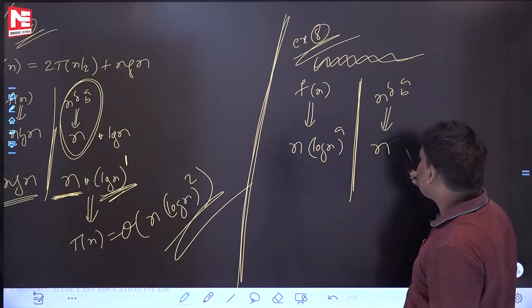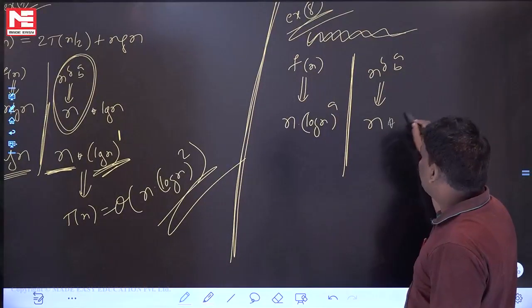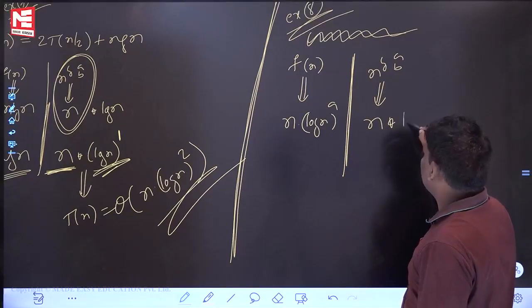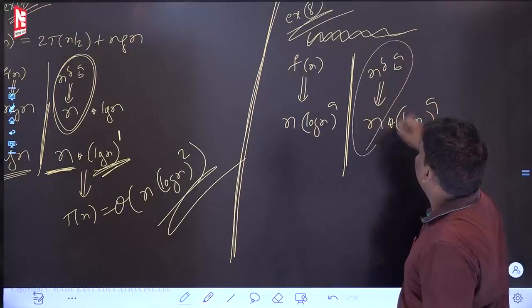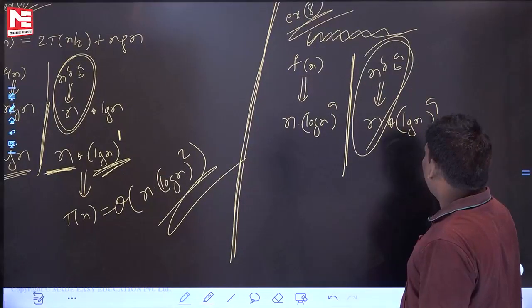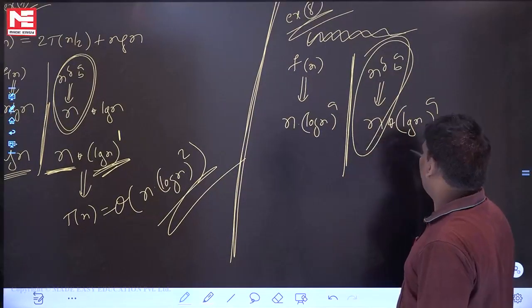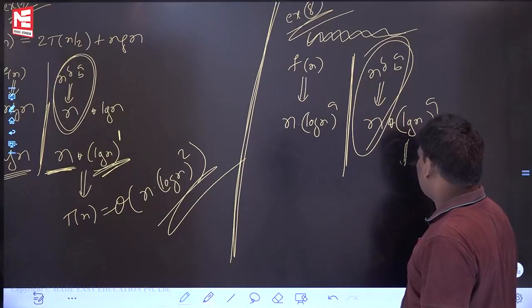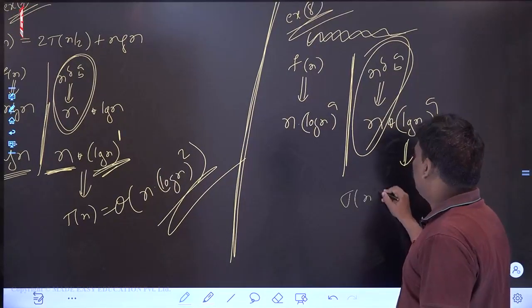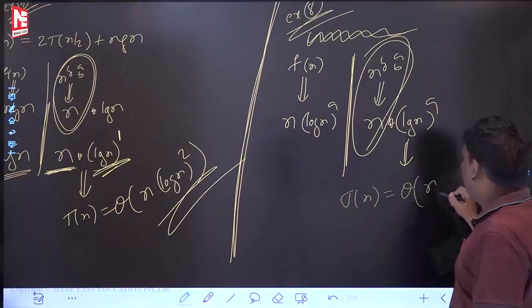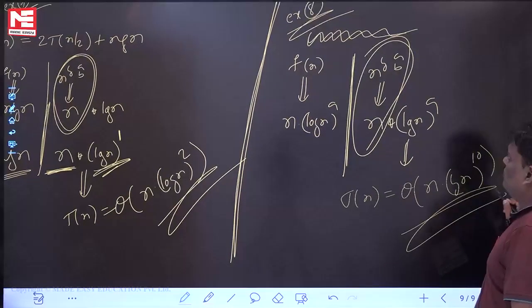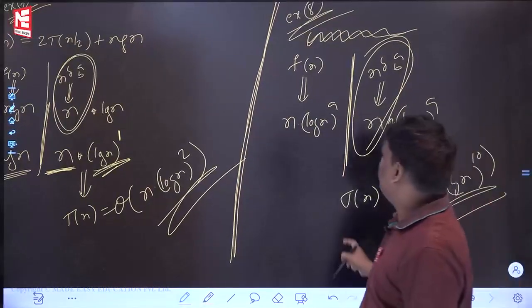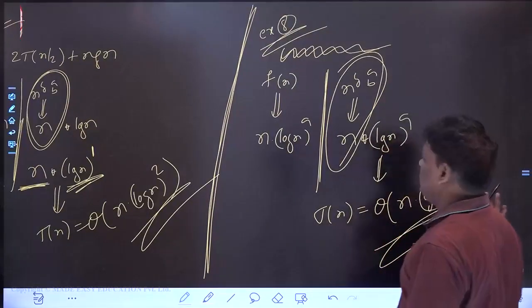Is it logarithmically smaller? Now, what do I have to multiply so that both are equal? (Log n) whole power 9 multiplied, then both are equal. If you multiply by (log n) whole power 9, both are equal, and since the difference is only logarithmic, the answer is T of n equal to Theta of n into (log n) whole power 9 plus 1, that is 10. That is example 8. I am thinking you are okay.